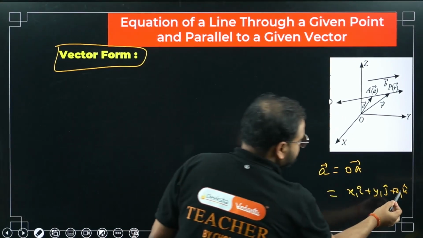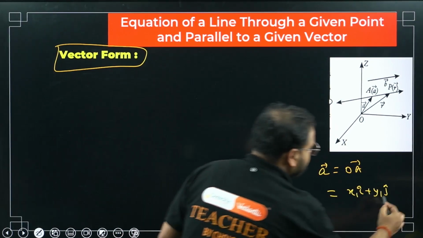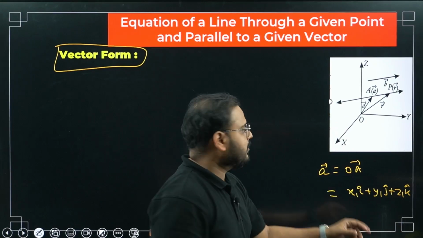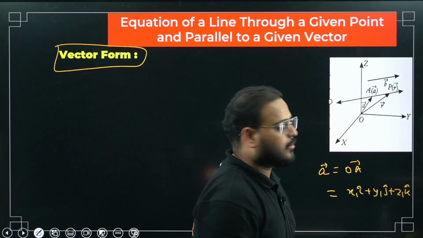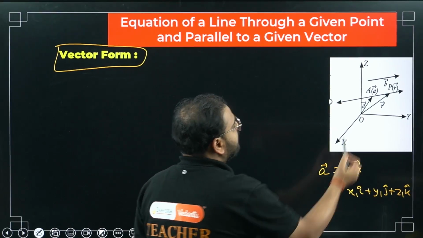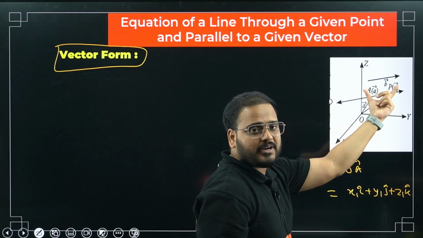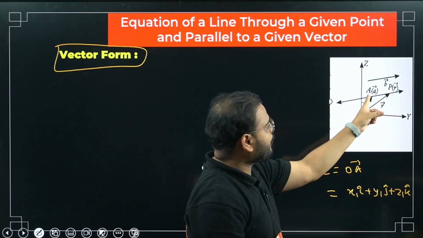Have a look. Plus z1 k cap. This is a known value. The coordinate of the point A is a known value, and you also have a known vector B. B is also a known vector. So we are looking to draw a line parallel to the vector B. Can you see this line AP? Isn't this line AP parallel to the vector B? Please check. AP is parallel to vector B and passing through the point A.